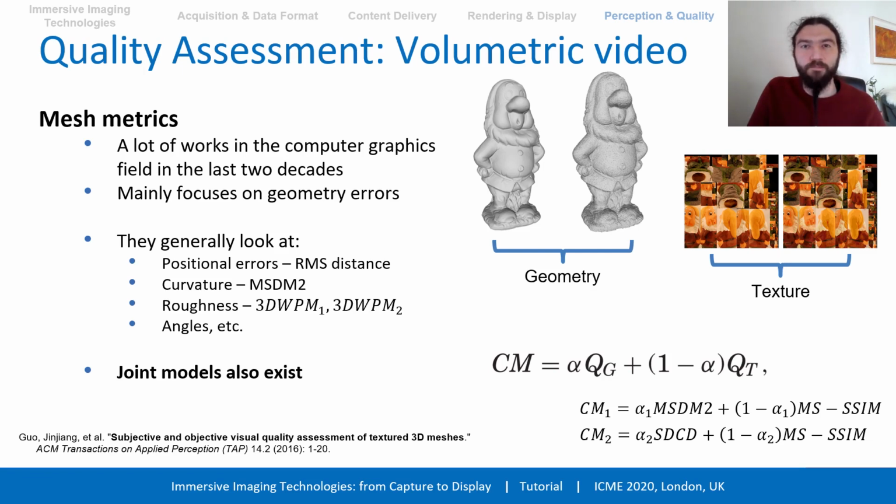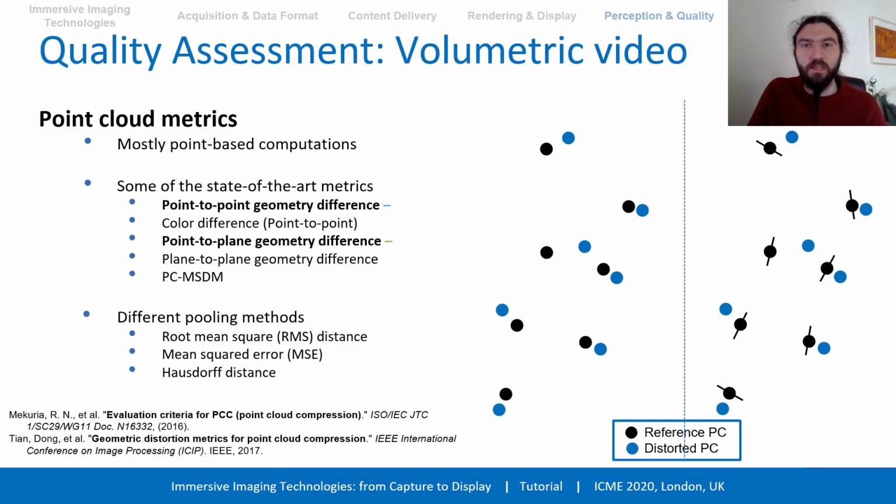While polygonal meshes keep the connectivity information in the form of vertex connections and faces, point clouds do not keep any connectivity information. Therefore, it is harder to use the same metrics as meshes, if not impossible. The point cloud metrics mostly use point-based computations, doing computations over a single point in the point cloud, and pooling all these results for the whole point cloud. Some of the state-of-the-art metrics are distance metrics computed on point-to-point, point-to-plane, or plane-to-plane differences.